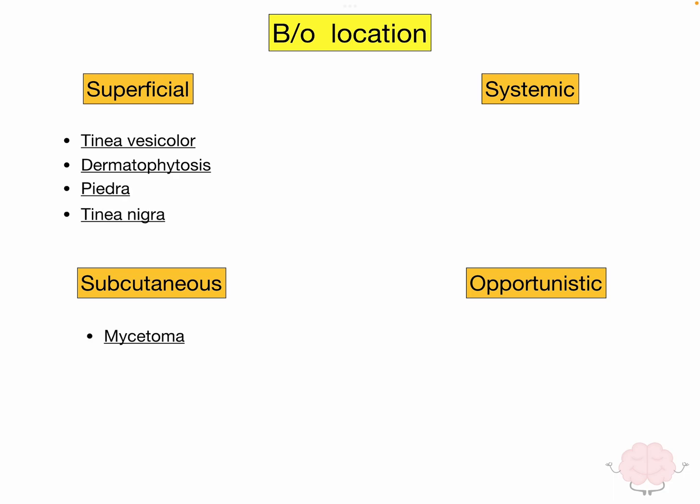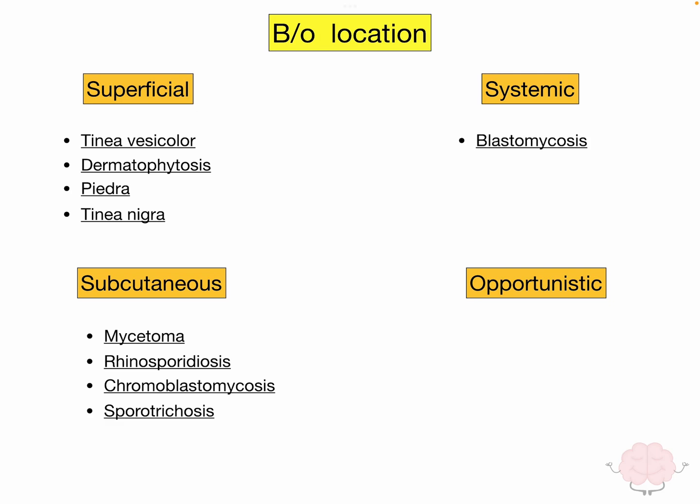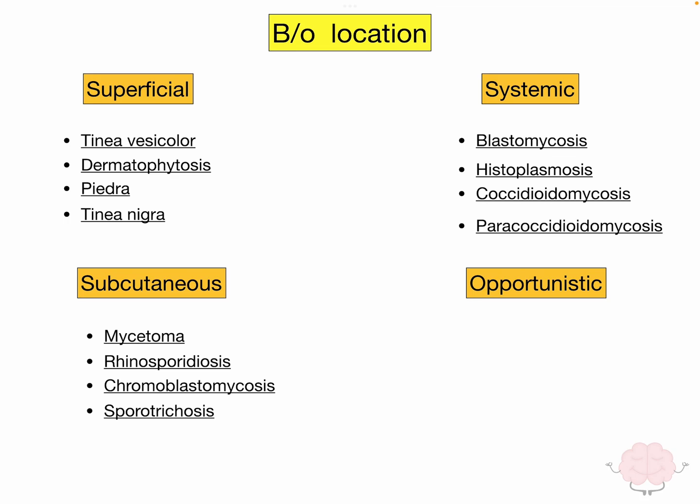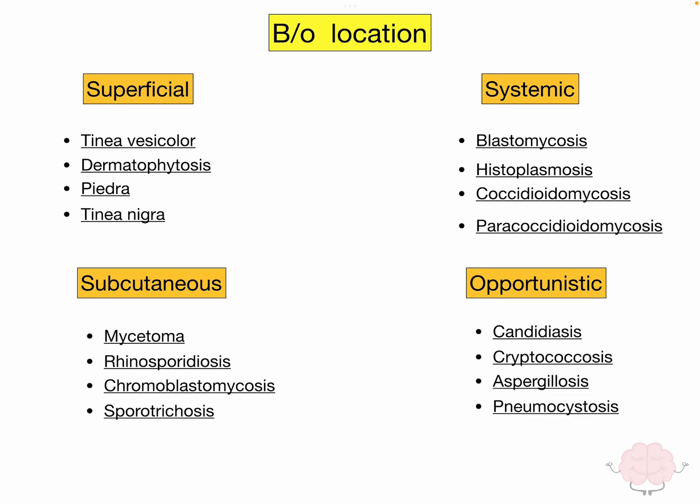In case of subcutaneous, we have got Mycetoma, Rhinosporidiosis, Chromoblastomycosis, and Sporotrichosis. In systemic, we have got all the dimorphic fungi except for Sporotrichosis, which causes subcutaneous infection. So in systemic, we have got Blastomycosis, Histoplasmosis, Coccidioidomycosis, and Paracoccidioidomycosis. In opportunistic infection: Candidiasis, Cryptococcosis, Aspergillosis, and Pneumocystosis.